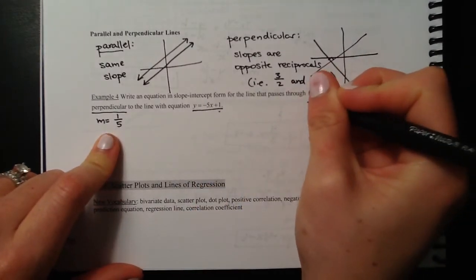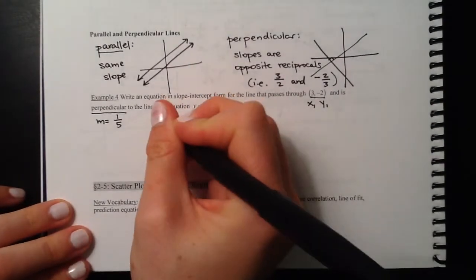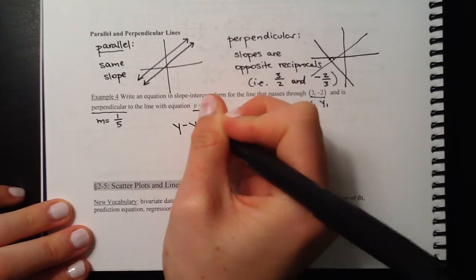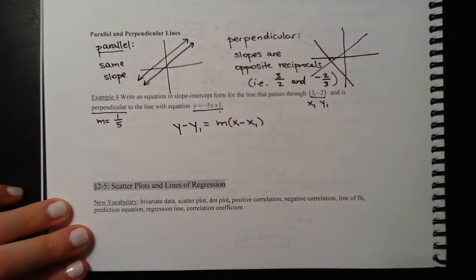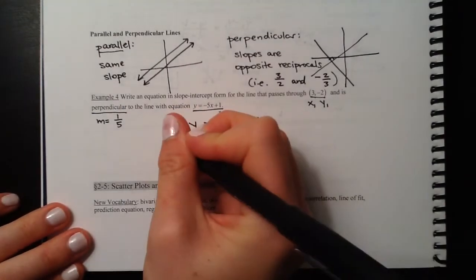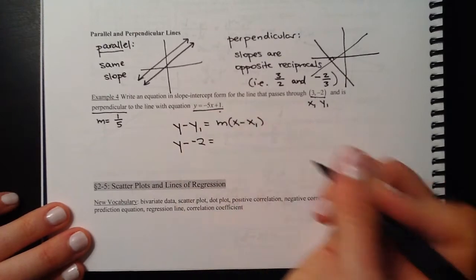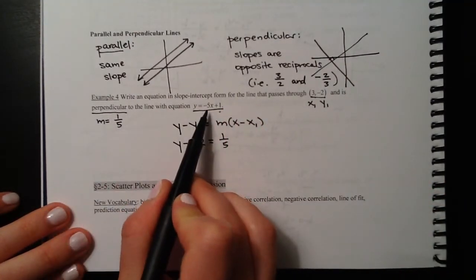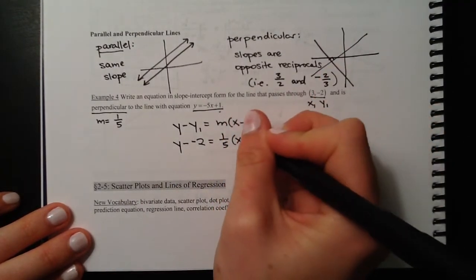So that is our x1, y1, and we're going to put it into point slope form. So here it is. We've got y minus y1 equals the slope, and then x minus x1. I would have that memorized as soon as you can too. So let's plug everything in. So y minus our y value, which is negative 2, equals the slope, which we know is 1/5 because it's perpendicular to this line. And then x minus the x value, which is right here, it's 3.